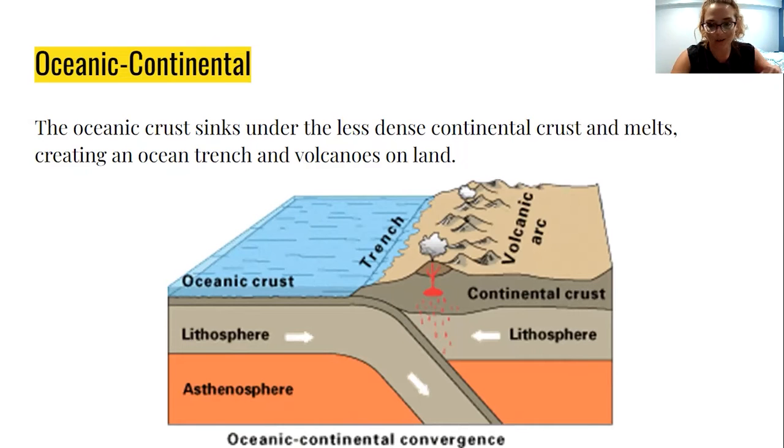And just like in the oceanic, when it creates that V, that downward cycle, okay, we have a new trench formed, and we also get our volcanoes on land. So those spaces in between are where the magma can rise up and form our on-land volcanoes. So very similar to oceanic, except with oceanic, it's underwater volcanoes. And with oceanic continental, it's going to be our above ocean on land volcanoes.